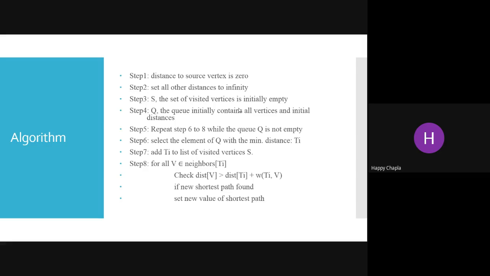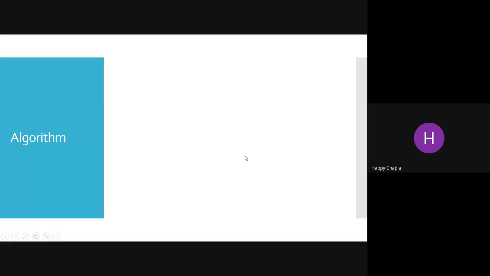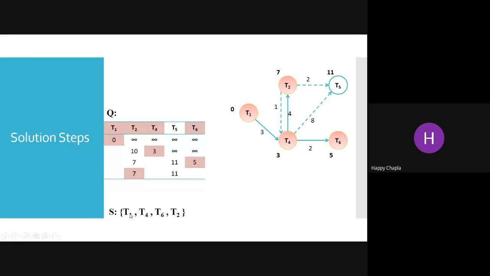Now in step number 5, you need to repeat it. Why? Because we must visit every vertex from that source. Do not consider just the distance from the adjacent node, but starting from your first source node to reach the last one, what is the total cost? Select the element of Q with the minimum distance Ti. Now add your Ti to the list of visited vertices S.